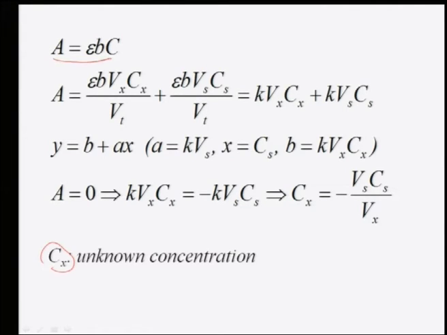As you know, A is given by epsilon B C, where C is the concentration and B is the path length. So we can write epsilon B Cx by VT, and this is the unknown, this is the known, and this is what is known as K. K is written as epsilon B by VT, where VT is the total volume. Therefore Y is equal to B plus X, where A is K VS, CS is known, and X is the Cx. So when A goes to 0, K Vx is minus K V CS, and Cx is equal to that, so that is why you have to do this.